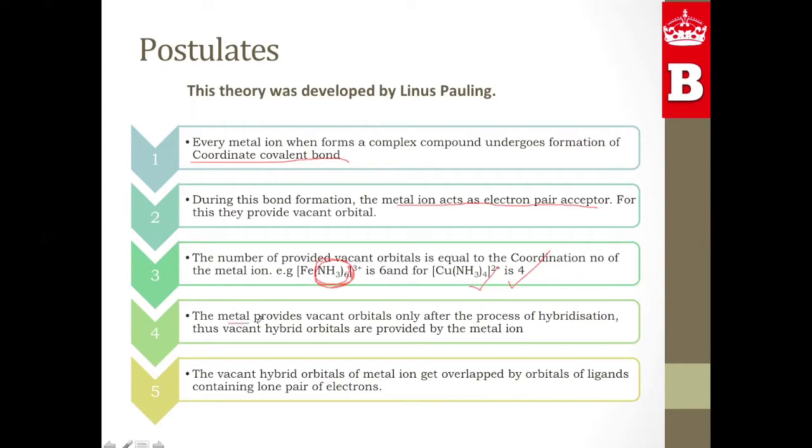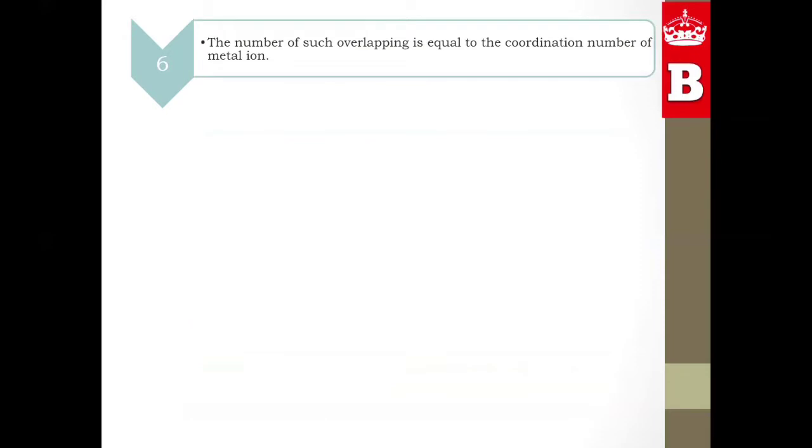Point number 4, the metal provides vacant orbitals only after hybridization. It cannot be before, it will always be after. And point number 5, the vacant orbital will be overlapped with the ligand orbitals, only those containing the lone pair. Next, point number 6, the number of overlaps is equal to the coordination number of the metal ion.